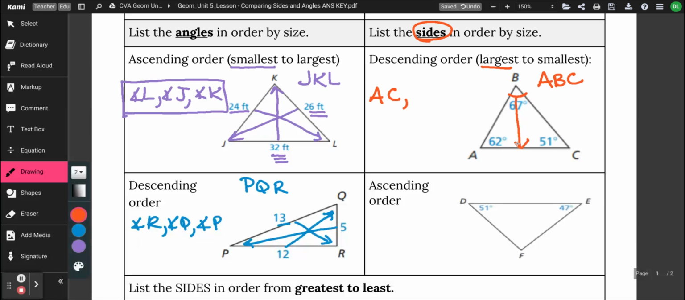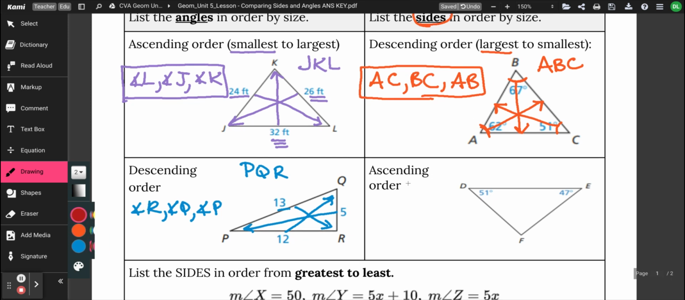Okay, so we've used 67. So now the next bigger number is 62, and that's at angle A. So if we go across from A, we are at side BC, or if you cover up the A in the name, you're left with BC. And then 51 is the smallest. That's angle C, which is going to be across from side AB. So this would be my final answer for this one.